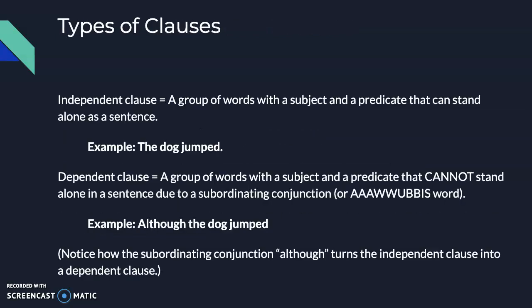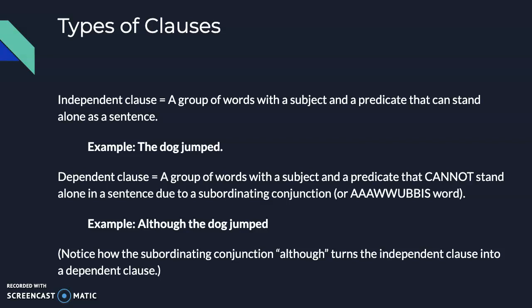Let's start with types of clauses. This should be a review. It's something that you've learned before, but we're just going to go over it again because it might be something you have to dig out of your memory a little bit. There are two main types of clauses, the independent clause and the dependent clause. An independent clause is a group of words with a subject and a predicate that can stand alone as a sentence. It's independent. And a great example is the dog jumped. So we've got our subject and our predicate, and it's a complete thought.